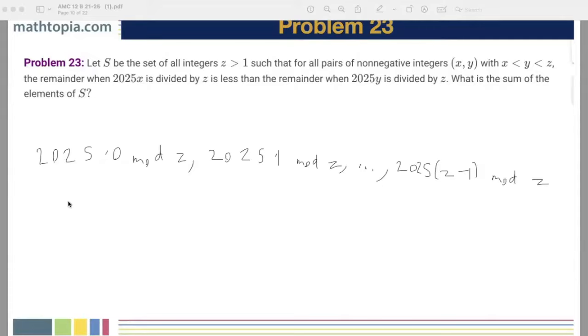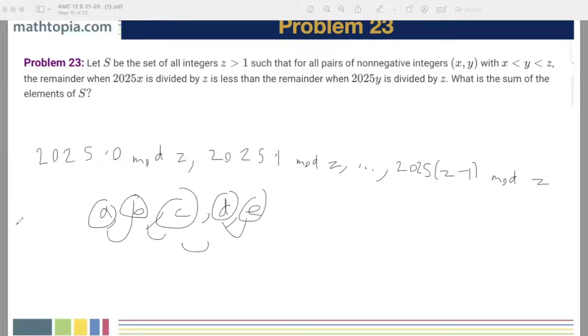And this is pretty easy to prove, right? If you just have a bunch of numbers and no matter what pair of numbers you pick, the left one is going to be less than the right one, you can just pick the adjacent pairs of numbers. So you have that A has to be less than B has to be less than C has to be less than D has to be less than E.